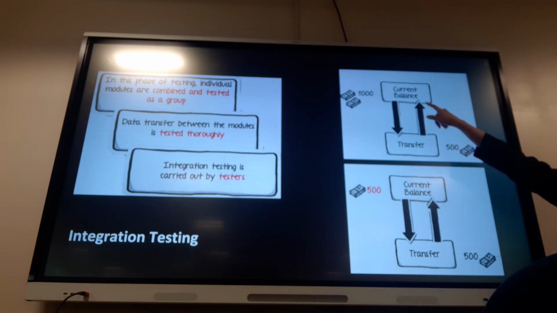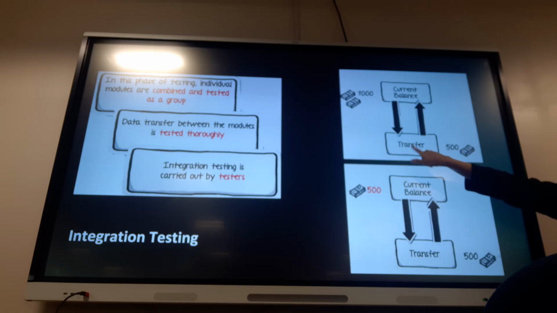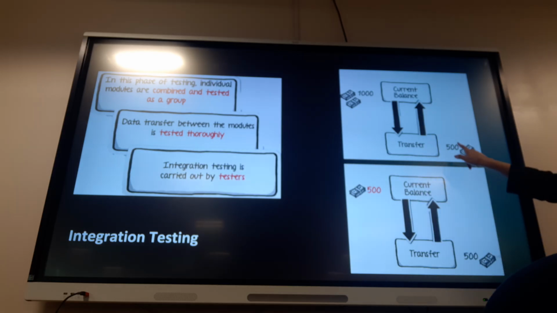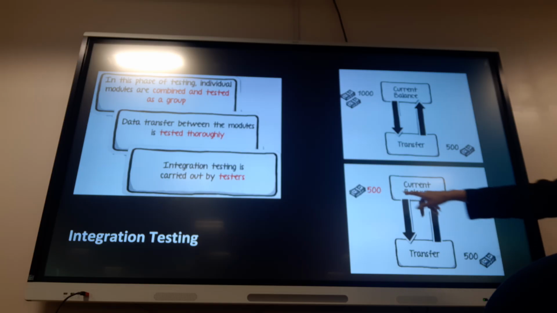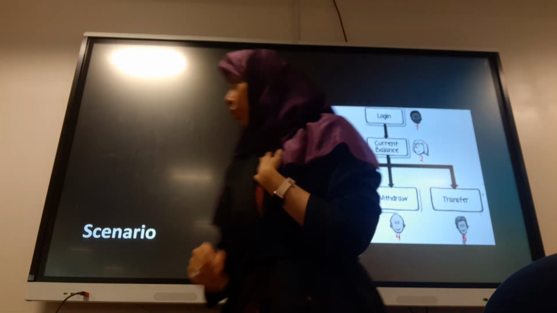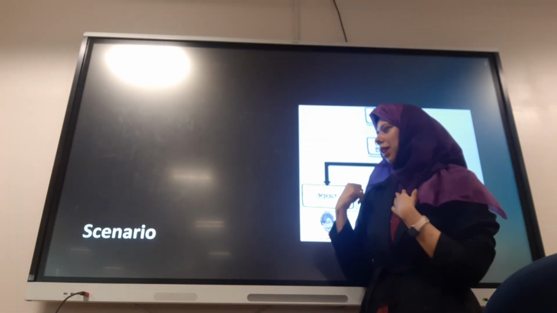Okay, so now let's assume I have two modules in my application. Simple module that takes care of checking the current balance. Another one that helps me transfer an amount to another account. Let's assume this is my current balance, and let's assume I want to transfer this amount. So after finishing this transaction, I need to end up with 500 in my balance and 500 transferred to the other account.